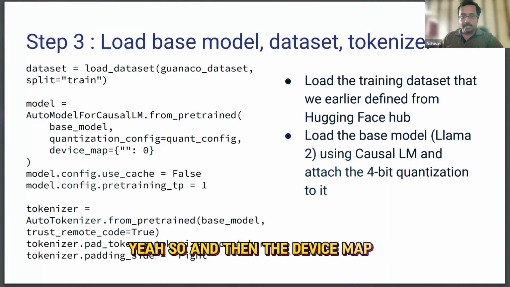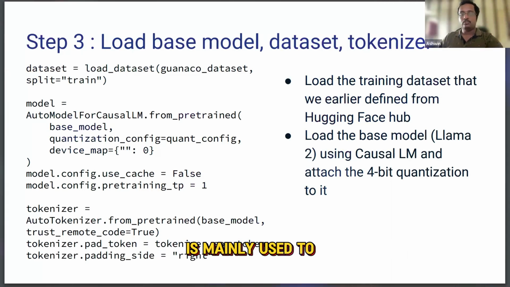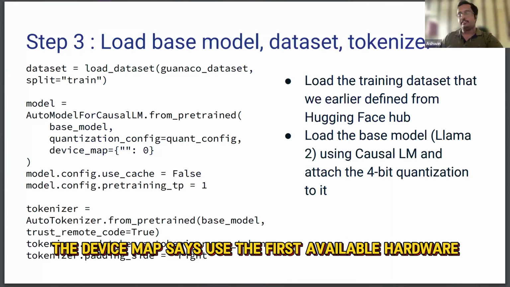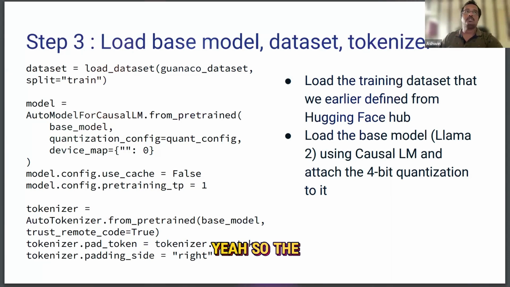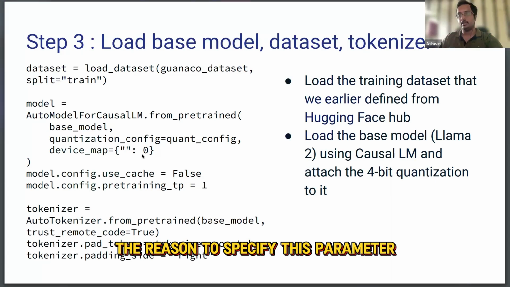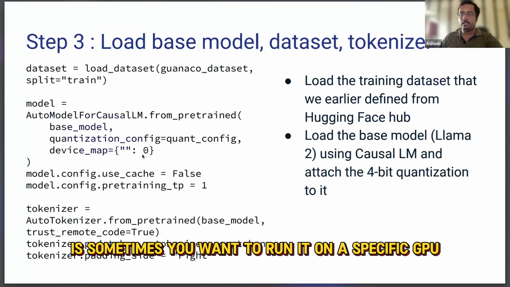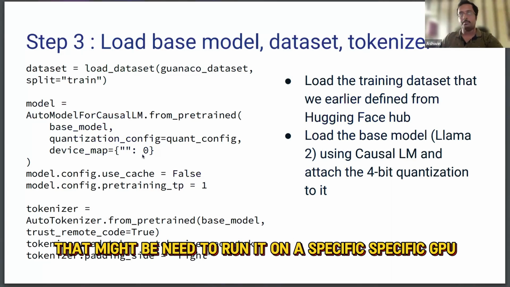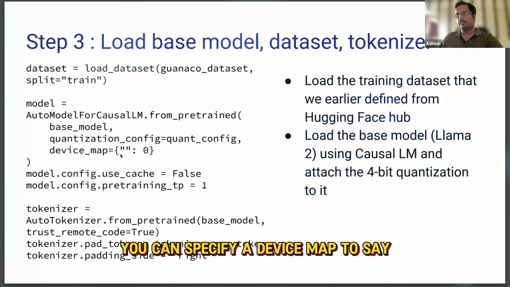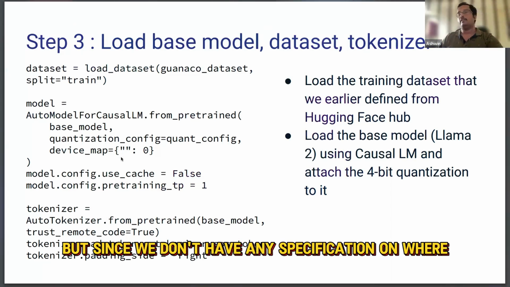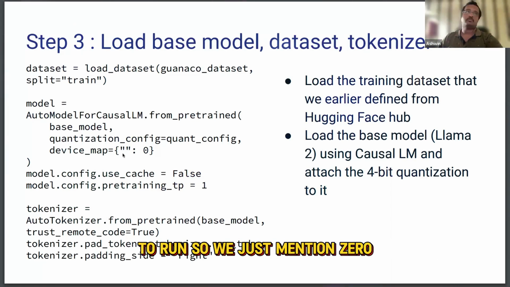And then the device map is mainly used so that whenever you are running this fine tuning, the device map says use the first available hardware. The value 0 here means it can run on the first available hardware. The reason to specify this parameter is sometimes you want to run it on a specific GPU, for example. In that case, you can specify a device map to say it has to run on a particular hardware. But since we don't have any specification on where to run, we just mention 0.